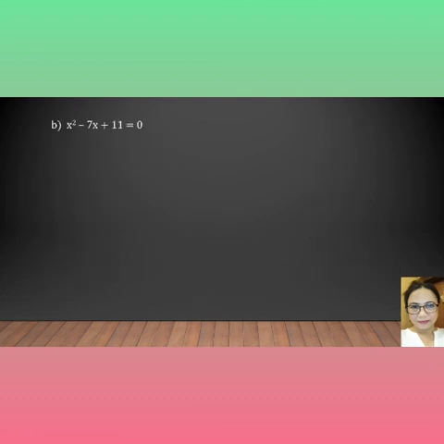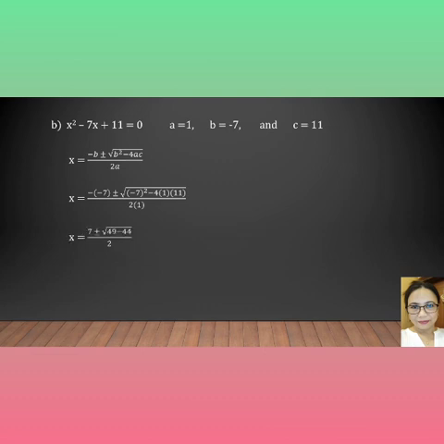Letter B, x squared minus 7x plus 11 equals 0. A equals 1, B equals negative 7, and C equals 11. Substituting this in the quadratic formula, we have x equals negative of negative 7 plus and minus square root of negative 7 quantity squared minus 4 times 1 times 11 all over 2 times 1. Negative 7 quantity squared equals 49, and 4 times 1 times 11 equals 44. 2 times 1 equals 2.